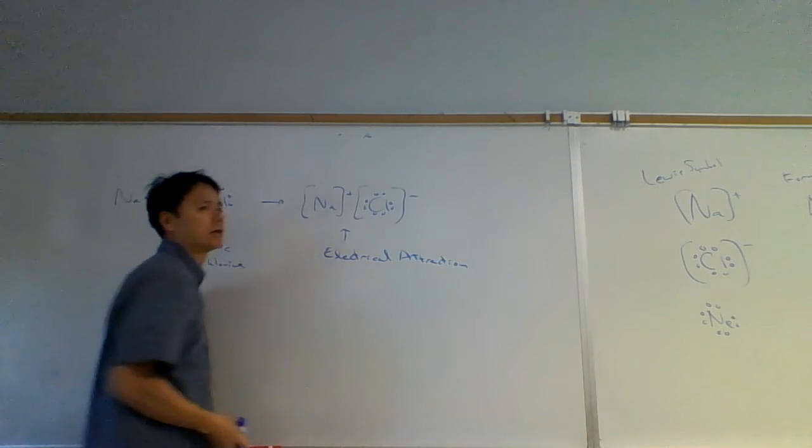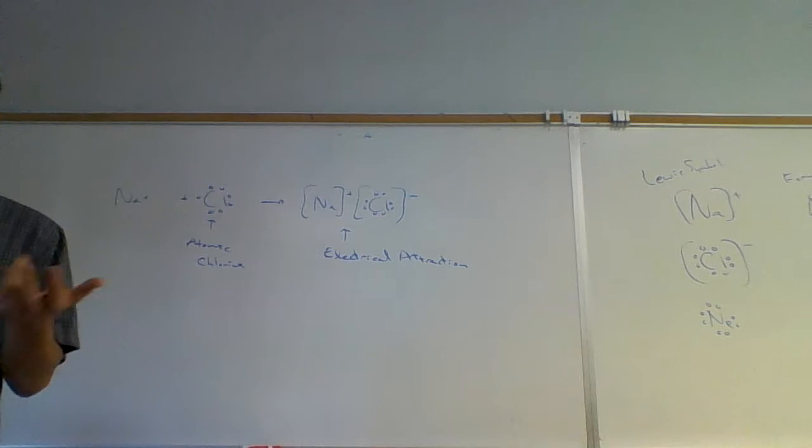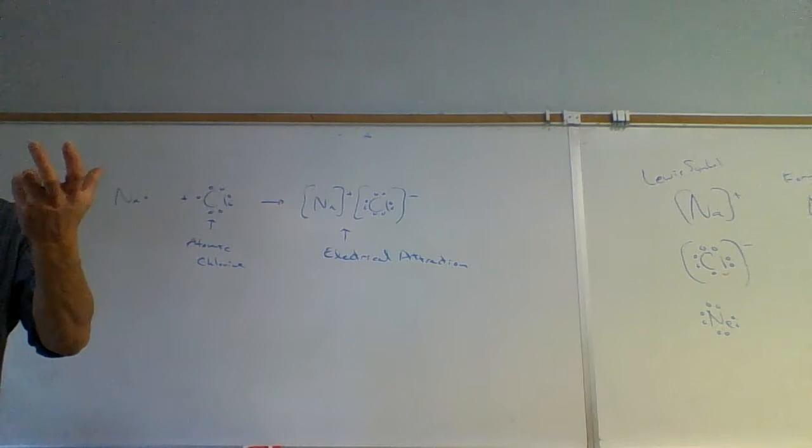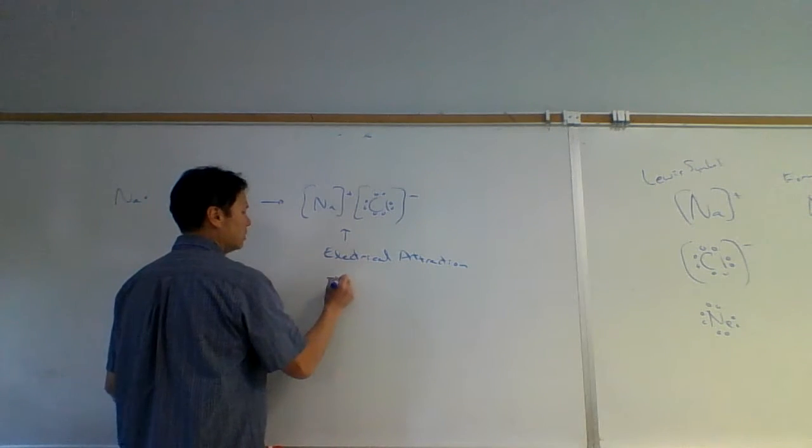And essentially these are like charged balls. You have a sodium, which is a positive ball, and a chloride, which is a negative ball. So you have a positive and negative ball, they're going to attract each other. They're going to be held together. This electrical attraction is called an ionic bond.